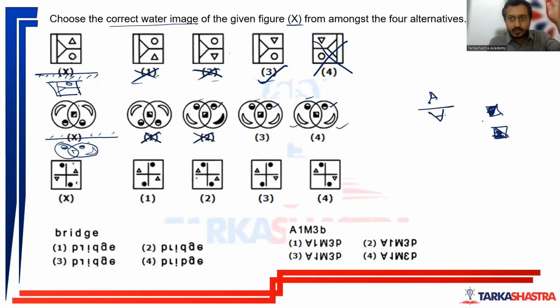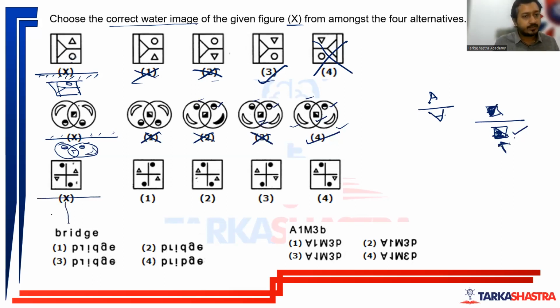You need to understand what is water image. How will the image look in the water? So this is how it will look in the water. So third option is eliminated because the answer square is not matching. Here in fourth option, the square and our square according to water image is matching and fourth option will be the answer.